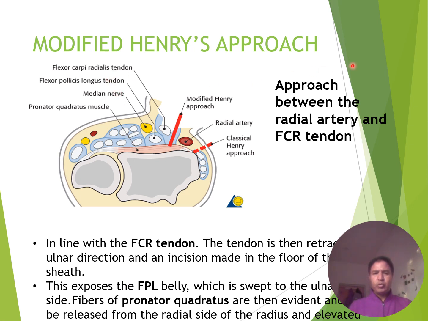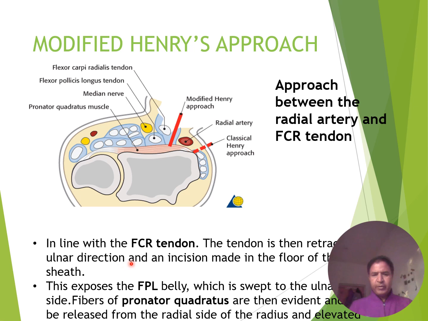Modified Henry approach. What is the modified Henry approach? An approach between the radial artery and the FCR tendon. Here, this is the radial artery and this is the flexor carpi radialis tendon, with the flexor pollicis longus tendon, between this and this tendon. This is the modified Henry approach.